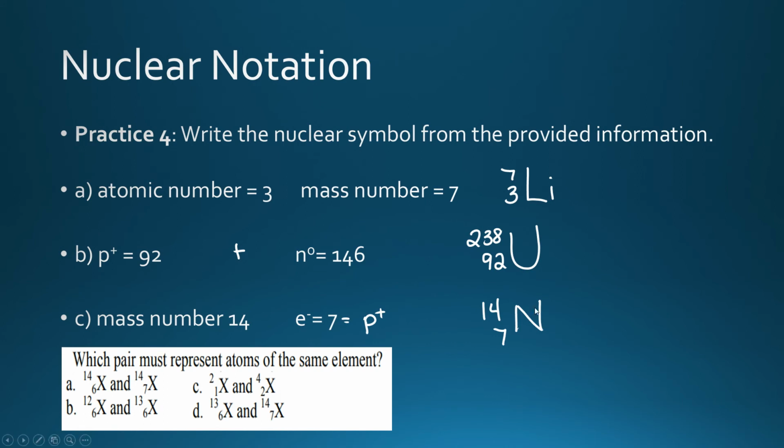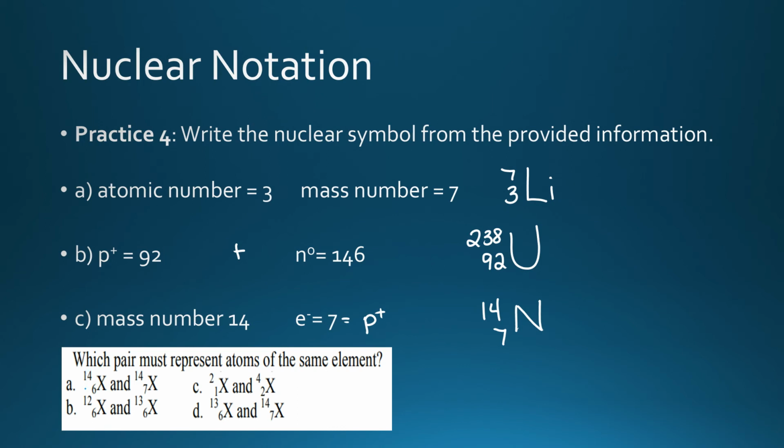The last one, and I'm going to change my pen color so it shows up, is asking which two are atoms of the same element. So the X doesn't represent anything. It could be any symbol. So what you have to understand is, how are they the same element? Mass has nothing to do with whether they're the same element. So A is not a pair of the same element.